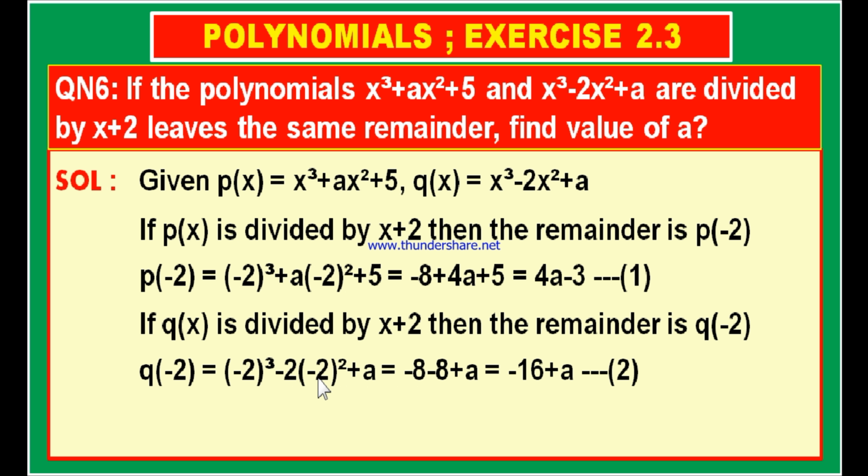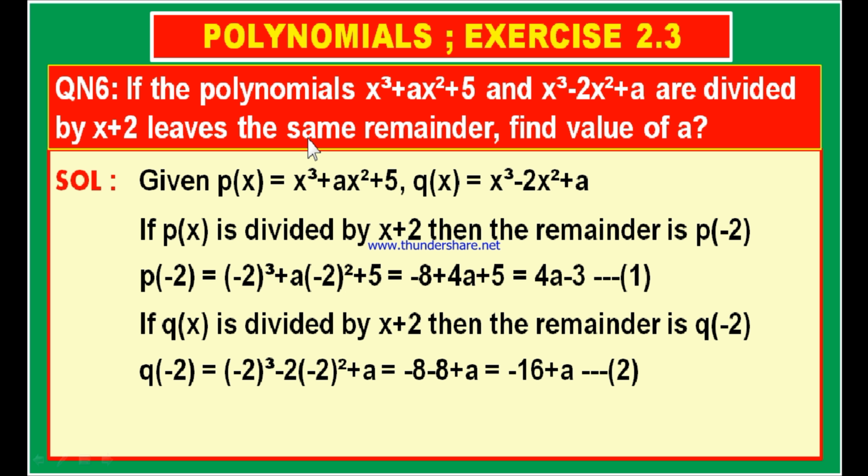Similarly, minus 2 whole square is plus 4, into minus 2 is minus 8, and this is plus a. What is minus 8 minus 8? Minus 8 plus minus 8 is equal to minus 16 plus a, and this is the second remainder when the second polynomial is divided by x plus 2. The remainder when the first polynomial is divided by x plus 2 is 4a minus 3, and the remainder when the second polynomial is divided by x plus 2 is minus 16 plus a.